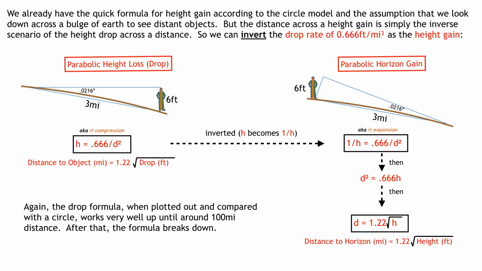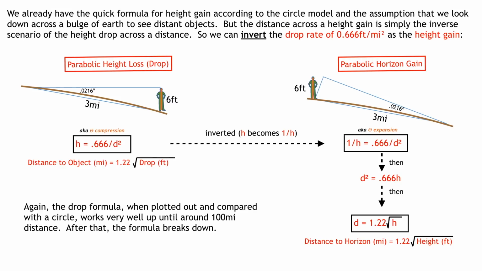So the parabolic height loss or drop is then just inverted to become the parabolic horizon gain. So our height equal to 0.66 of a drop rate across the mile squared is then inverted. The h becomes 1 over h. So then 1 over h is equal to that same rate. And we can then solve for distance, and it becomes 1.22 times the square root of h, like we derived earlier. And they are, again, very similar in that respect.